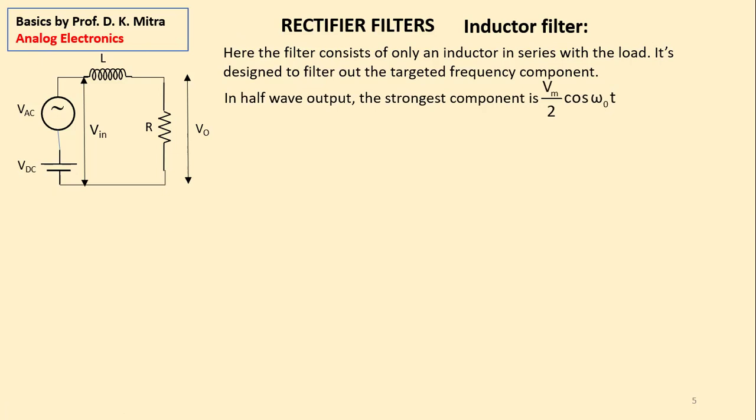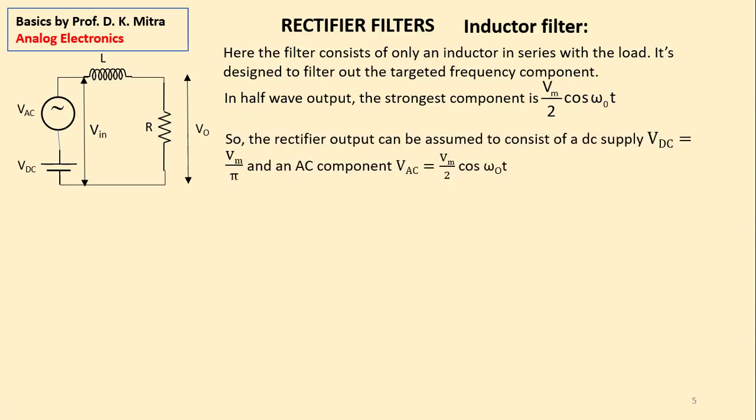In the half-wave rectifier output, we have seen earlier when we discussed the half-wave rectifier, the strongest AC component is the cos omega 0t component. That means its frequency was equal to the input frequency, and for domestic power it is 50 hertz, and the amplitude of it was Vm by 2, if you remember from your earlier notes. Vm is the 0 to peak value of the output of the transformer secondary.